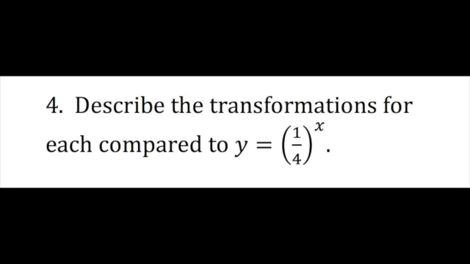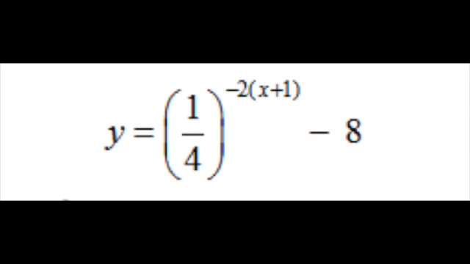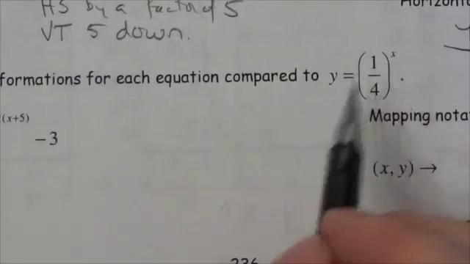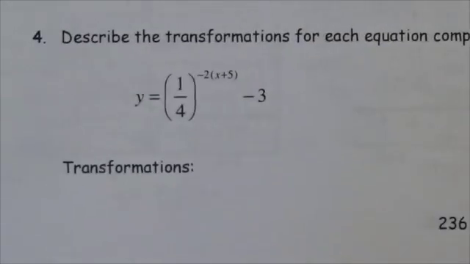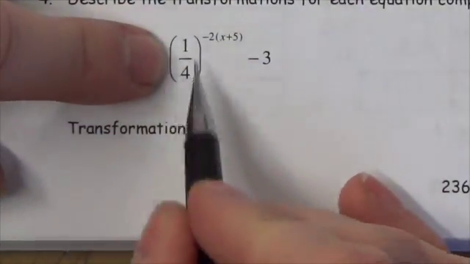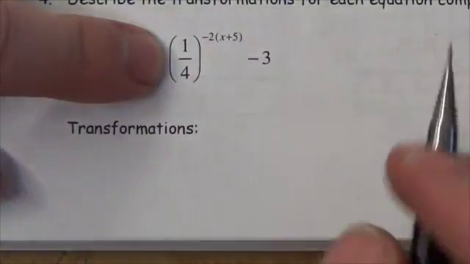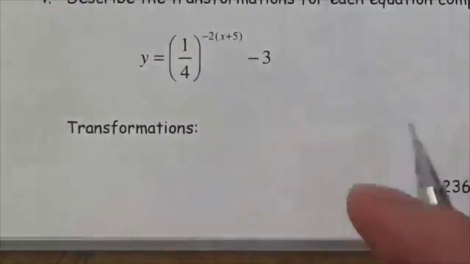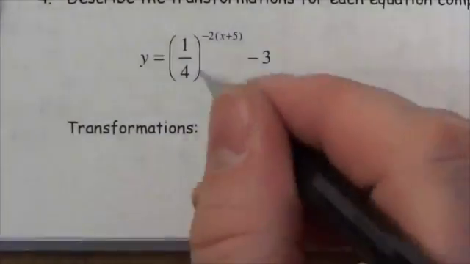Describe the transformations for each of the following compared to y equals 1/4 to the x. y equals 1/4 to the -2 times (x plus 5), minus 3. Okay, so this question is similar to the two that we just did. It's just that this time we're looking at y equals 1/4 to the x, as opposed to 3 to the x. So let's identify the transformations. Again, that 1/4 is actually the base of the exponential function. That hasn't changed, so there are no transformations that I associate with that.